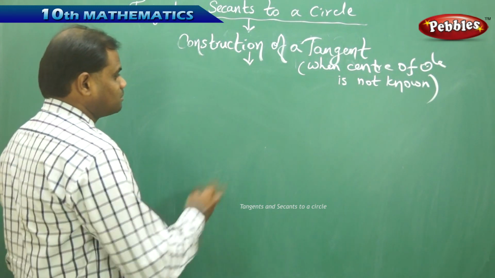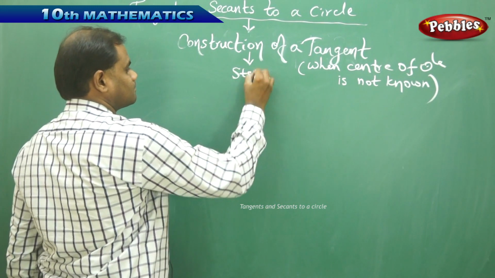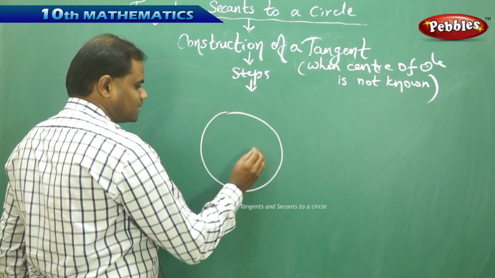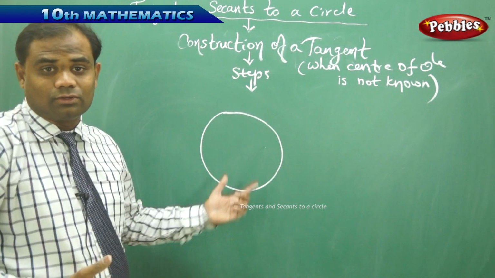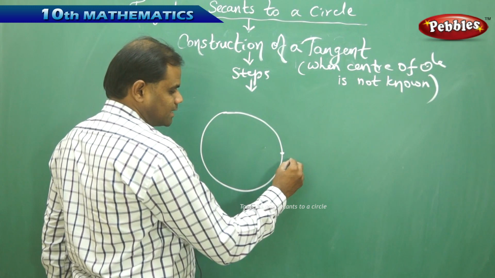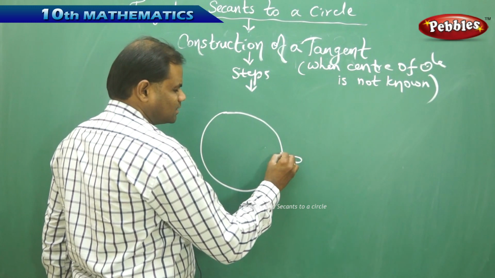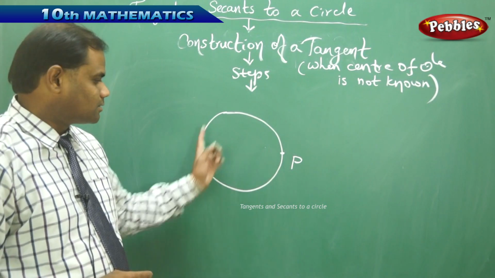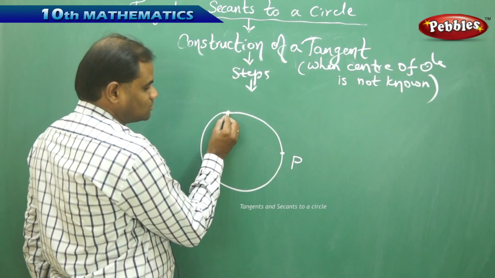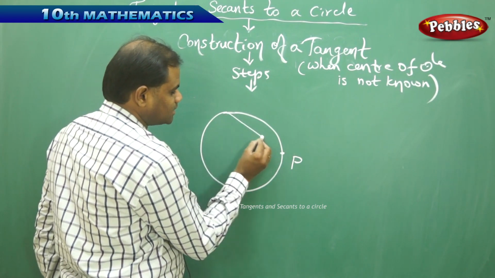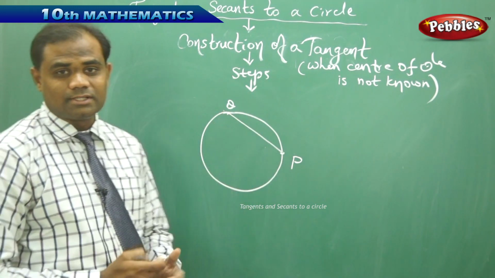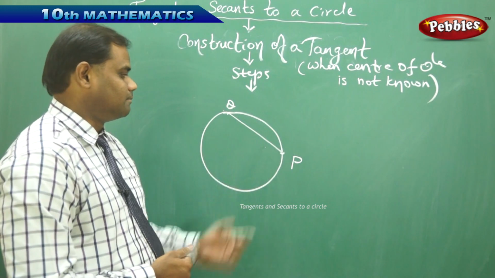So in this case, let me take the steps which involve a circle. Let me take a circle whose center is not known. So I take the point P on the circle, say the point P on the circle is this. On any part of the circumference, I take here the point P on the circle. Then I join to get the chord. So let me take another point Q on the circle such that I join so that PQ is the secant or the chord of the circle.